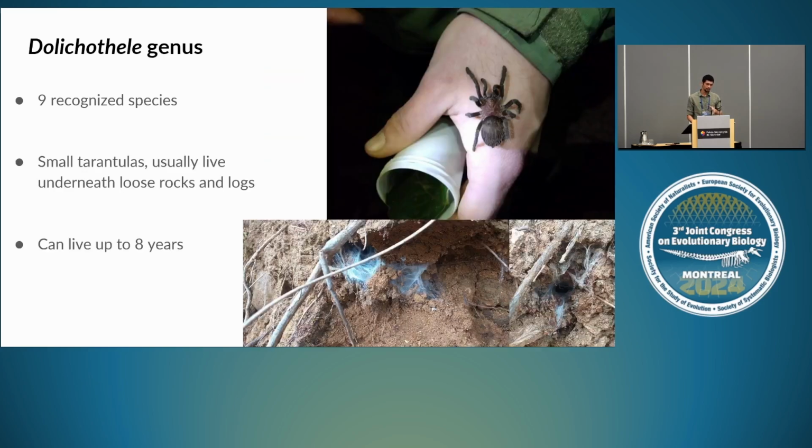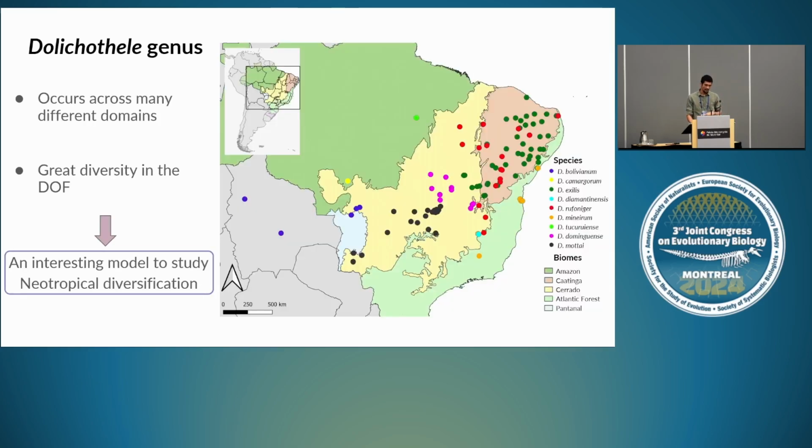When we think about tarantulas, we think about bird-eating, plate-sized spiders, but these ones are more cute and pocket-sized, like you can see in the photo. They live underneath rocks and logs in the diagonal of open formations, and they can live up to 8 years and have very long life cycles. The genus is distributed across all the environments that we talked about already, and in Bolivia, being an interesting model to study neotropical diversification.